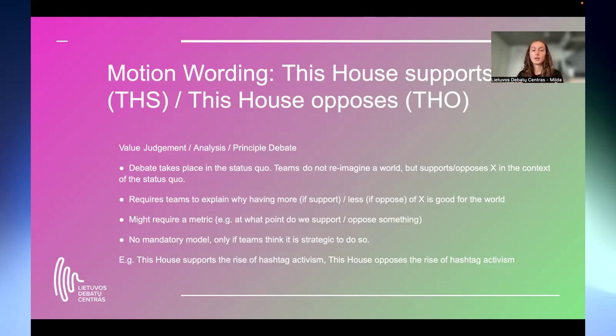You need to explain why having more or less of something is good for the world. So, of course, it might be beneficial to have a metric. At what point do we support or oppose something? Is something inherently bad or good? What are the metrics we usually use to judge things? The example is this house supports the rise of hashtag activism or opposes that same thing.